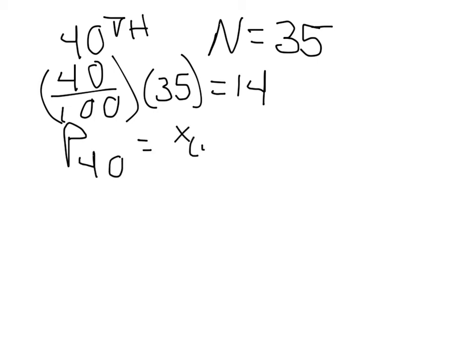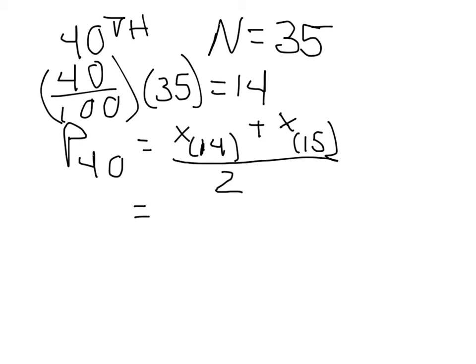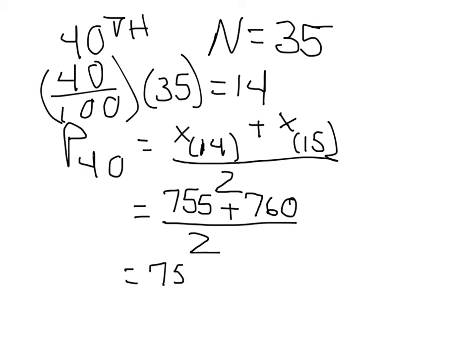So in order to get my 40th percentile, what I'm going to do is take X at position 14 plus X at position 15, add them up and divide by 2. So you go to get the value at position 14, and that is 755. The value at position 15 is 760. Add them up, divide by 2, and that gives you 757.5.